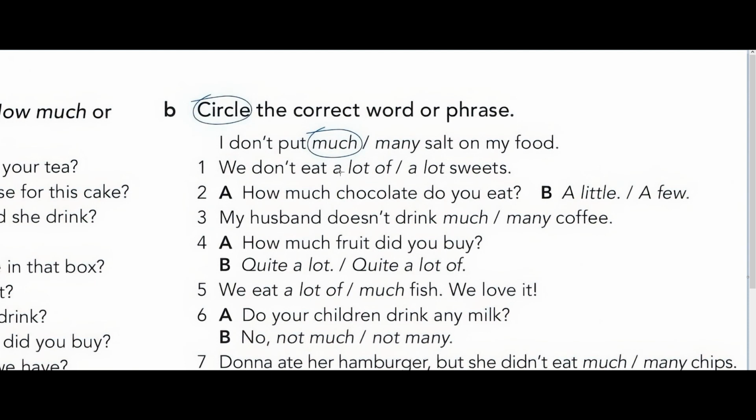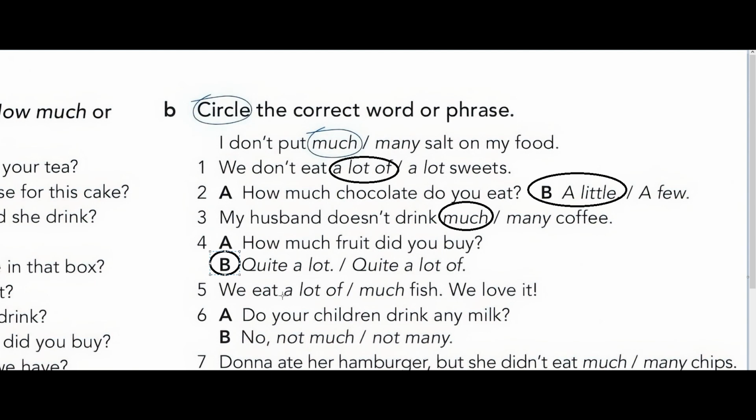Так, первый. We don't eat a lot of or a lot. Здесь смотрите, a lot of подойдет. Много конфет. How much chocolate do you eat? Сколько шоколада ты ешь? Немного. Шоколад у нас неисчисляемый, поэтому выделяем a little, то есть чуть-чуть. My husband doesn't drink much coffee. То есть мой муж не пьет много кофе. How much fruit did you buy? Сколько фруктов ты купил? Так, quite a lot. Довольно много. Это у нас используется в коротких ответах, поэтому здесь вот так вот.